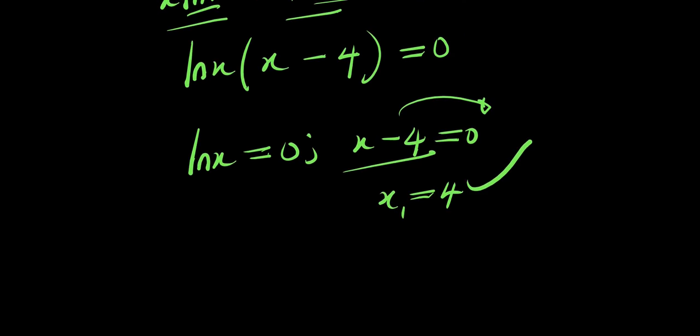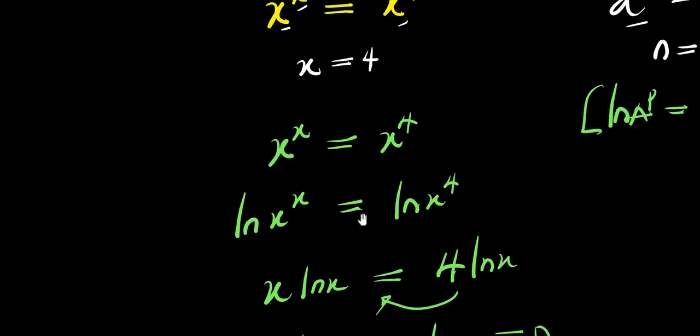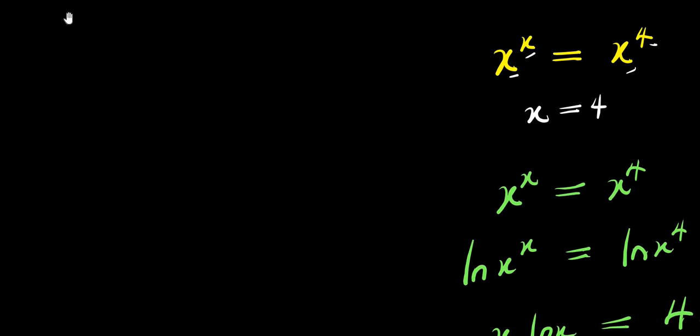Now to find the other solution, I solve this. I have e^(ln x) = e^0. e raised to the power of ln cancel out. That means you have x = e^0. And any number raised to the power of 0 is 1. So we have another solution, which is x = 1. Now, this is one way of solving this and finding all the solutions.